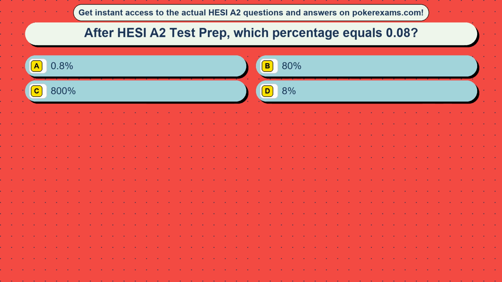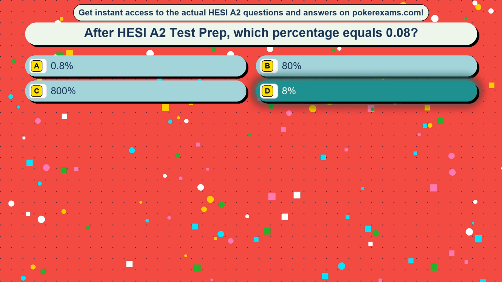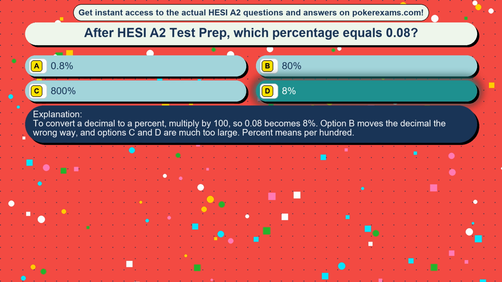Question 26. After HESI A2 Test Prep, which percentage equals 0.08? Option A, 0.8%. Option B, 80%. Option C, 800%. Option D, 8%. The correct answer is option D, 8%. To convert a decimal to a percent, multiply by 100, so 0.08 becomes 8%.